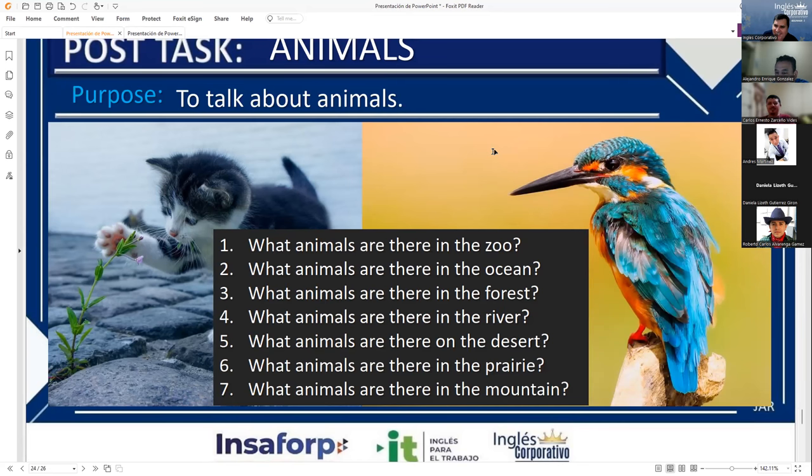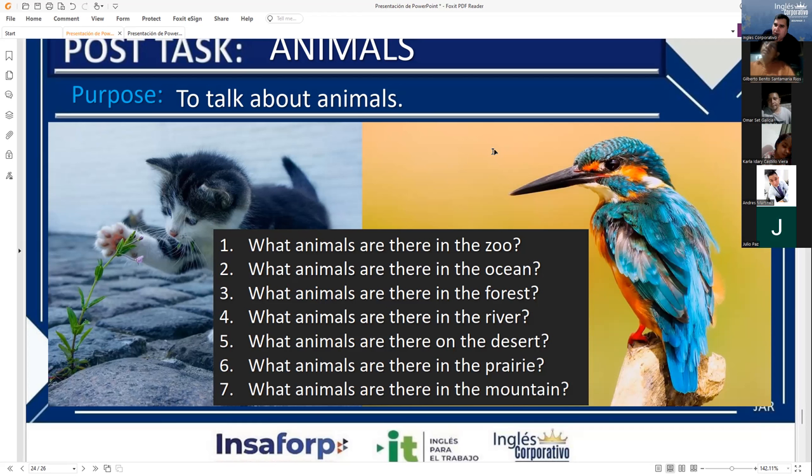So, in a zoo, there are lions, there are giraffes, there are elephants, zebras, there are monkeys, parrots. Okay. What animals are there in the ocean? Dolphins. Fish. There are fish. A school of fish. Ah, really? A cardumen is a school of fish, so the animals are fish. Starfish. There are starfish. What else? Sharks. Penguins. There are sharks. Penguins in the south.